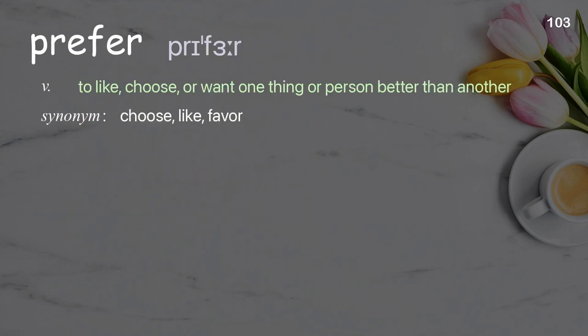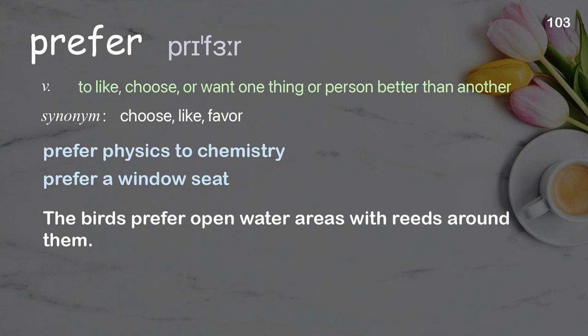Prefer. To like, choose, or want one thing or person better than another. Examples: prefer physics to chemistry. Prefer a window seat. The birds prefer open water areas with reeds around them.